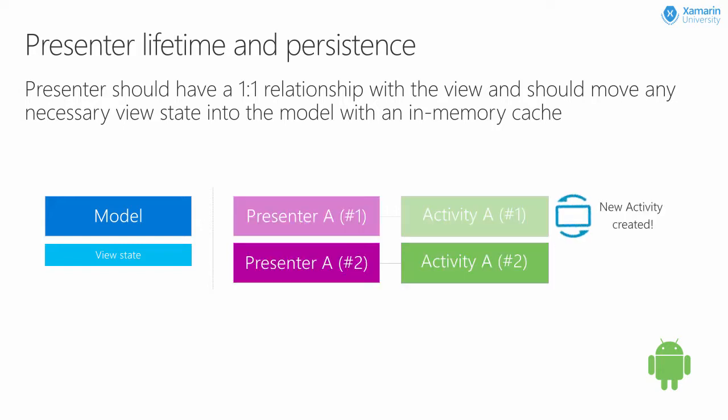Then if the device is rotated, our activity is destroyed and the presenter goes away, and a new activity is created with a new presenter. It can reload the view state saved off from the original presenter working on this activity and lose no information. Alternatively, some people try to associate the same presenter with the activity. However, this approach can be kind of complicated and it may lead to lifetime issues with your objects. It's better to go for simplicity, and that means try to keep the relationship between the presenter and its view a one-to-one relationship.